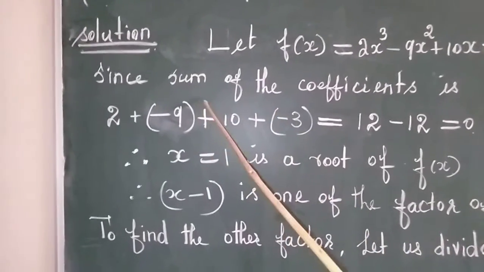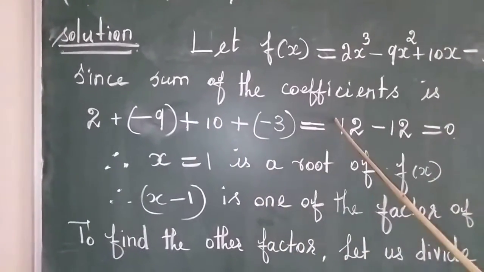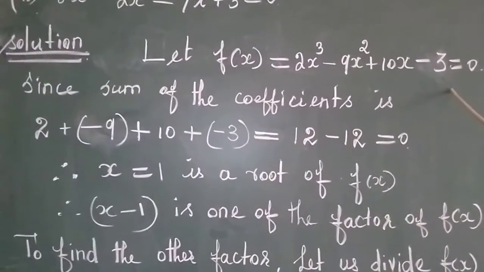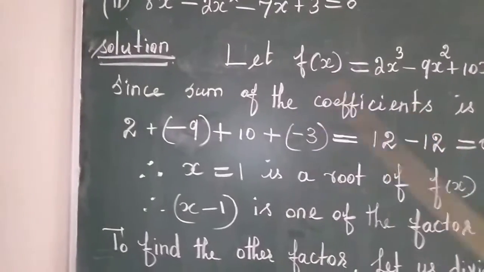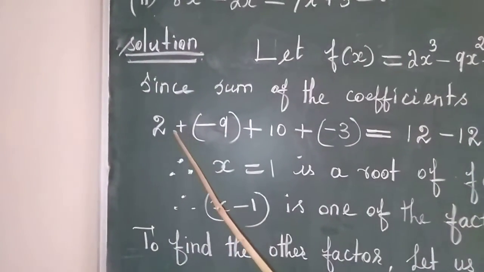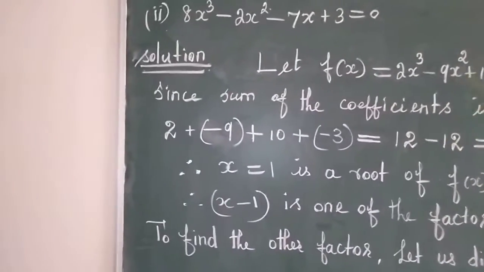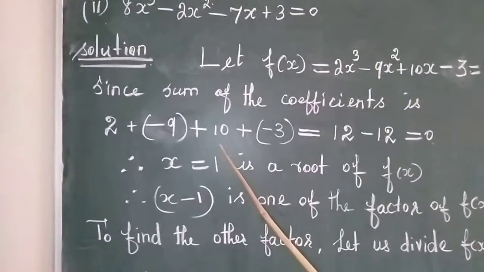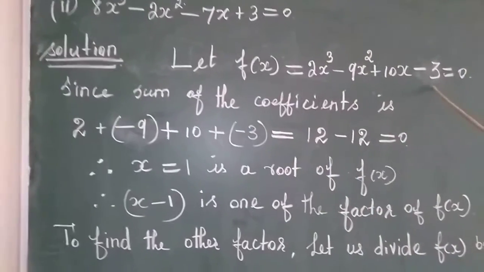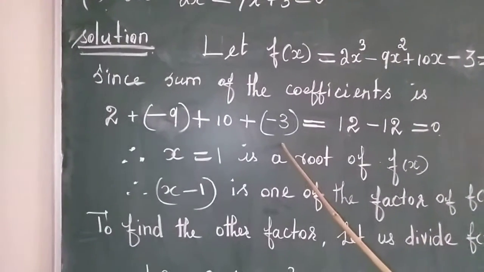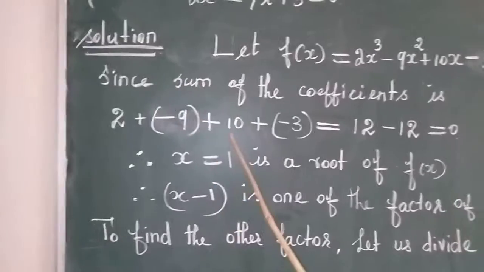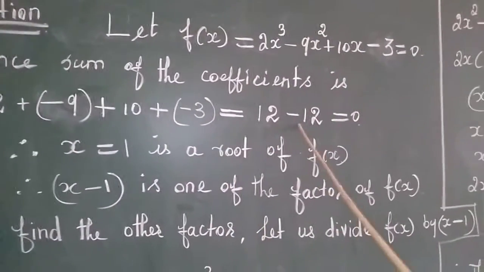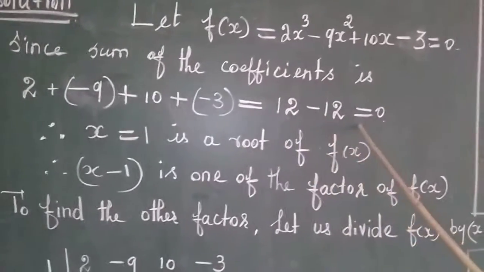How we are going to use this method means finding the sum of the coefficients of this equation. Here the coefficient is 2. Sum means we are going to add 2 plus the x square coefficient, which is minus 9, plus the x coefficient, which is 10, plus the constant term, which is minus 3. Now when you add here, plus 2 plus 10 will become plus 12. Minus 9 minus 3 will become minus 12. So 12 minus 12 is equal to 0.